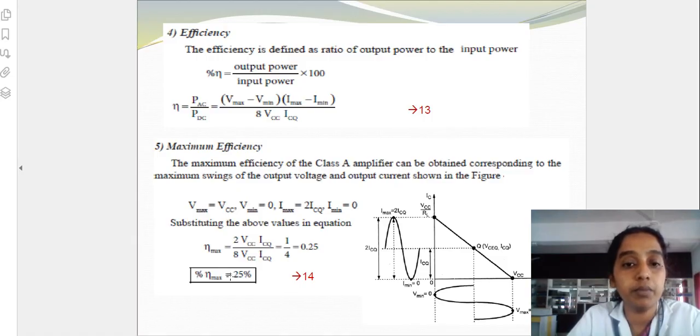So for maximum efficiency, if we need to calculate, we can take the value Vmax as the full supply voltage VCC, and the minimum value, let me consider it as 0. The maximum value of current we can substitute as 2 times the collector current, and the minimum value I can take as 0. So if I substitute, the efficiency will be 25% for class A amplifier.